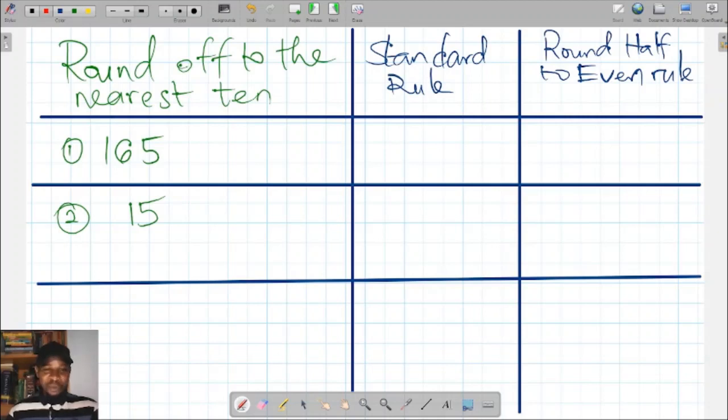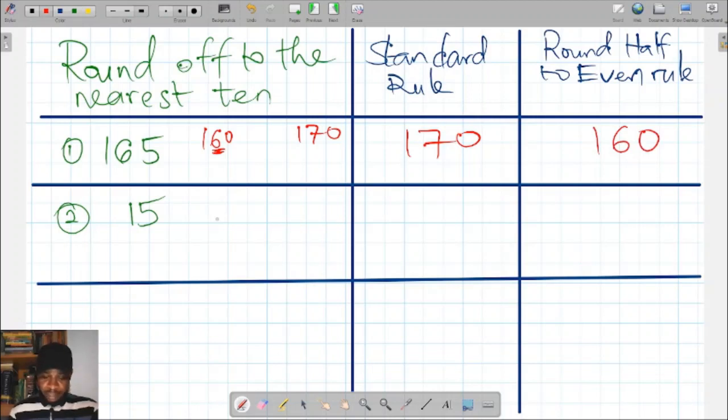Alright then, what are the answers that you got? Well, for 165, the lower bound is 160 and the upper bound is 170. For the standard rule, we just round off to the upper bound, so that's 170. But for the round off to even rule, the digit in the tens position in the lower bound is the one that has the even number, so we round it off to 160.